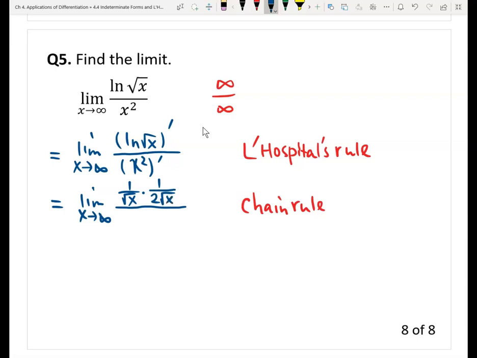Now the denominator is 2x, of course. We have to simplify, right? Let's simplify. What do we get? We times 2x, so what do we have? So 1 over 4, right? And x times x, we have x squared. Okay, what's the answer? That's 1 over infinity. Therefore, the answer is 0.